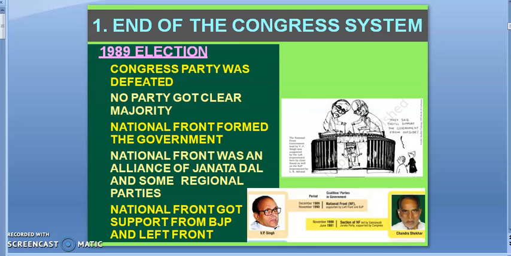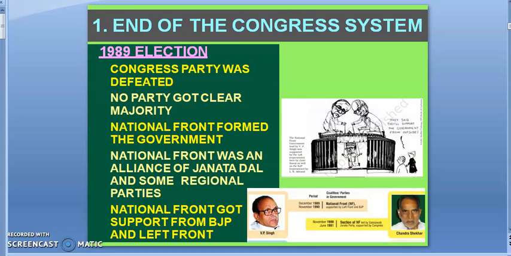Now, first we will start with the first development that took place in Indian politics, that was the end of the Congress system. Congress system we have studied in earlier chapters also. Congress system means domination of Congress in elections as well as the adaptive nature of Congress, good management of Congress.